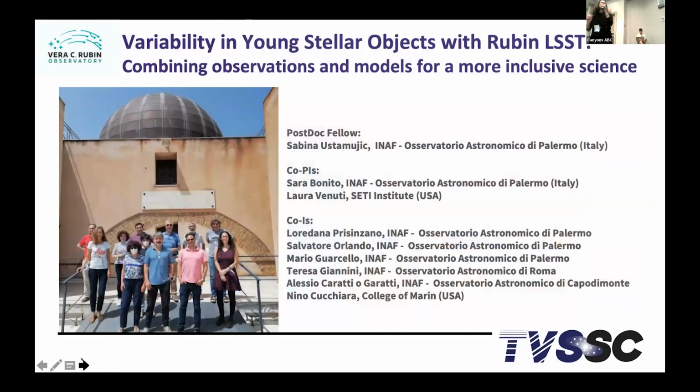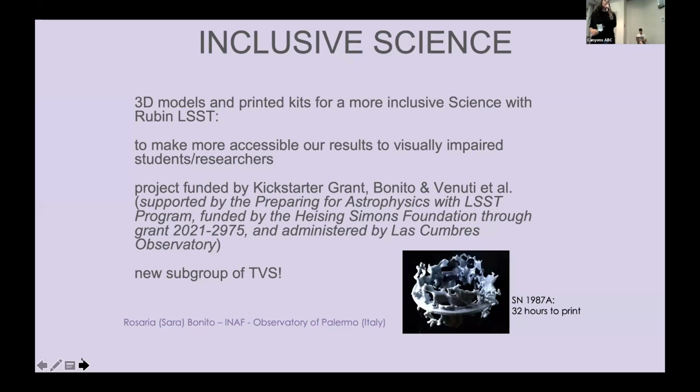So let's start with the part focusing more on the virtual reality representation and 3D models. Our team is mostly located in Italy, and you can see here a list of people involved in the project focused on variability of young stellar objects with Rubin LSST. We have started working on a program for inclusive science and 3D models to make our results more accessible to visually impaired students and researchers, for scientific dissemination, but also for education and outreach.